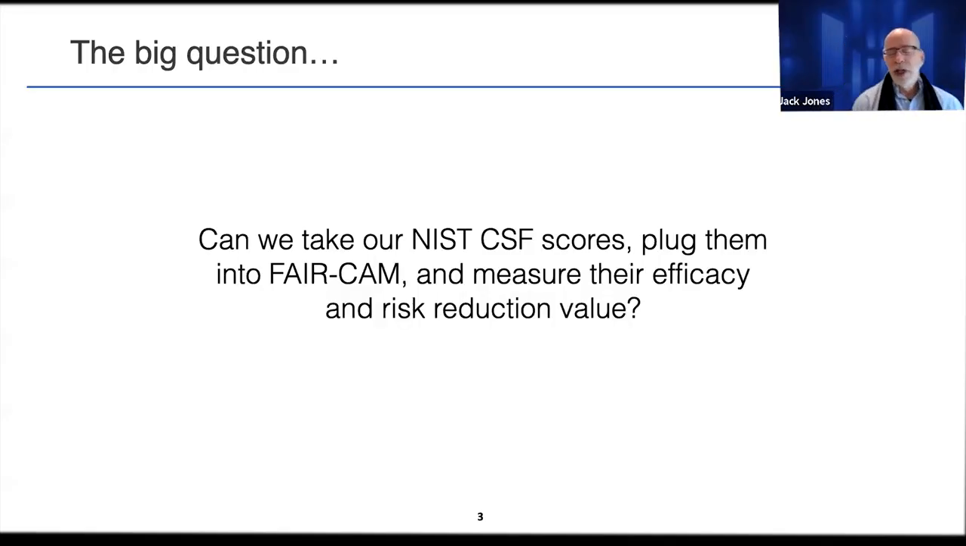So the big question, and I get asked this, it seems like every week by someone: can we take our NIST CSF scores and plug them into FAIR CAM or FAIR and use those scores to do quantitative risk measurement, and therefore in doing that risk measurement, measure their efficacy and the risk reduction done?